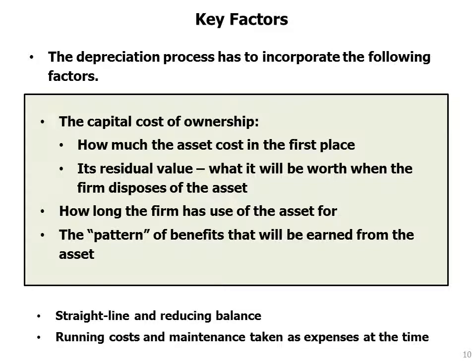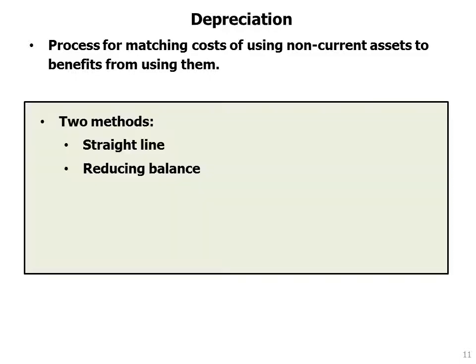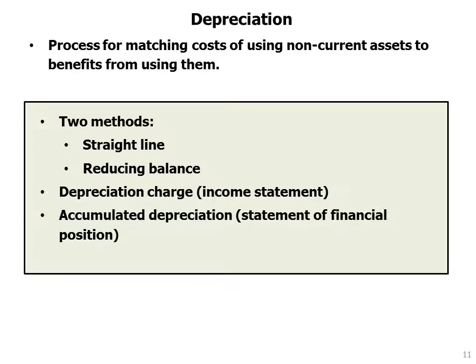There are two different methods: straight line and reducing balance. Running costs and maintenance are taken as expenses at the time, and they're not included in the depreciation process itself. So the depreciation process matches the costs of using non-current assets to the benefits from using them. Two methods: straight line, reducing balance, and we will have a depreciation charge.